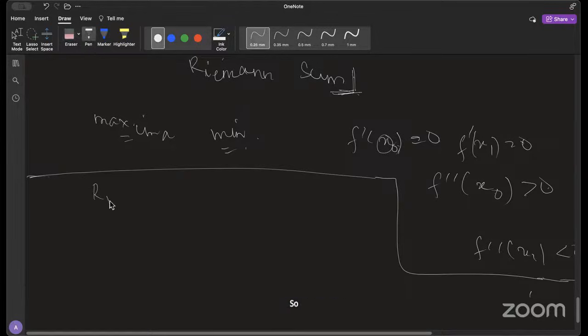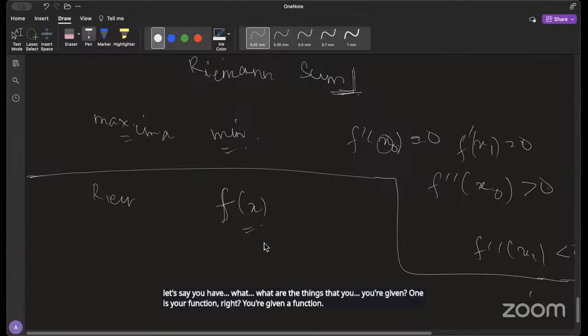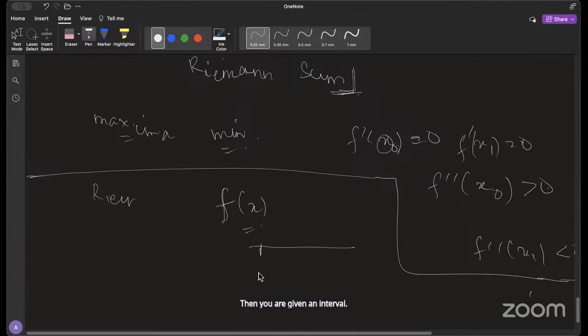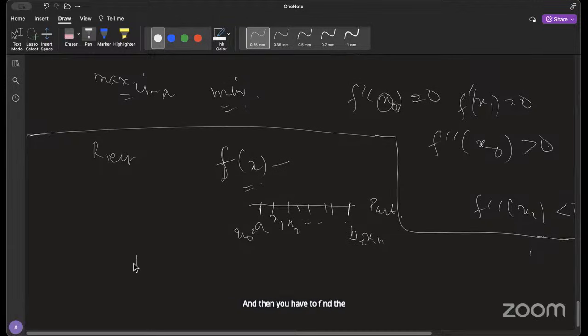So in Riemann sum, what are the things that you're given? One is your function, right? You're given a function. Then you're given an interval, let's say AB, and then you're given the divisions of this interval, that means a partition, like this. X0 equals A, Xn equals B, and then X1, X2, and so on. So you're given the partition, the function, the interval, and then you have to find the Riemann sum.